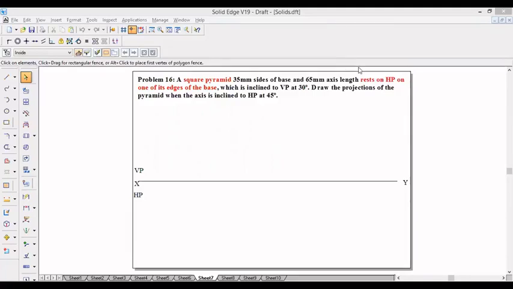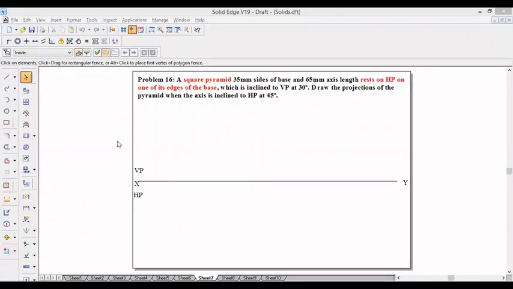A square pyramid, 35 mm sides of base and 65 mm axis length, rests on HP on one of its edges of the base, which is inclined to VP at 30 degrees. Draw the projection of the pyramid when the axis is inclined to HP at 45 degrees.